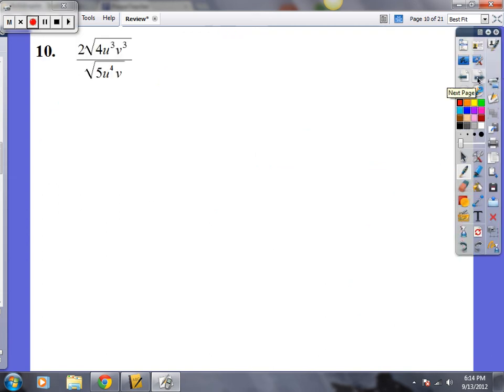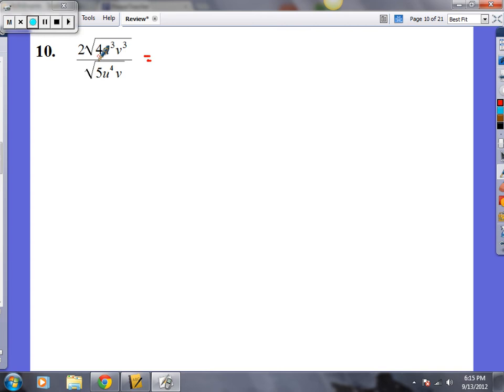10. Okay, this one is fair game. This one's pretty good. Same idea. So 4/5 is as simplified as it's going to get. Leave that. So you're going to have 2 times the square root of 4 divided by square root of 5.